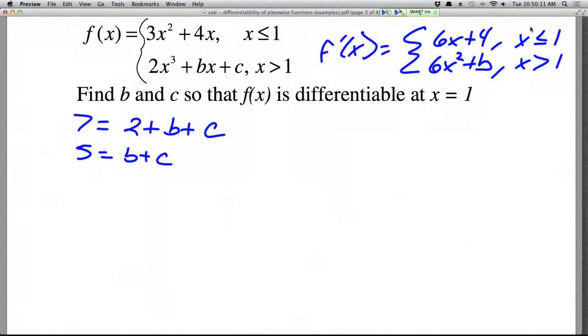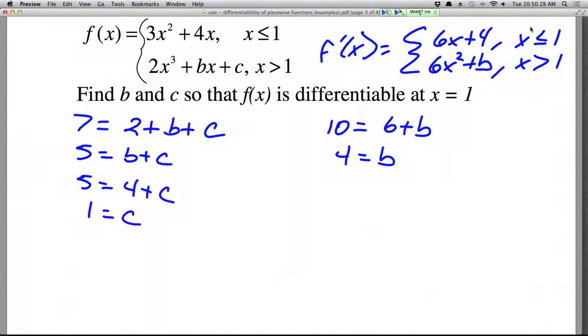So if I plug 1 in, that gives me 10. Plugging 1 in the bottom gives me 6 plus b. So that means b is equal to 4. Then I can come over here, plug 4 in, and we figure out that c is 1. So if I plug 1 in for c and I plug 4 in for b, what does that make that piecewise function?